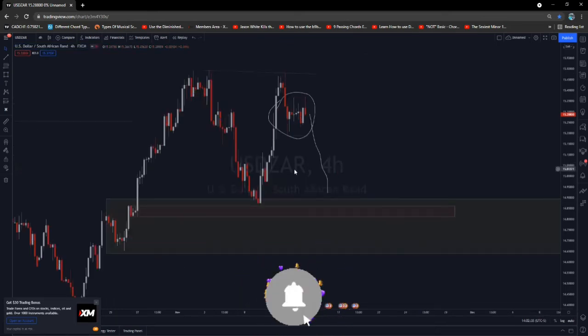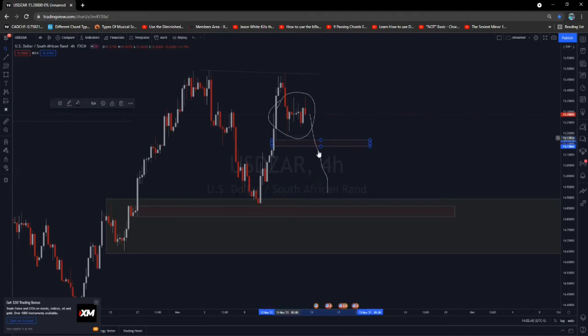Other than that, there's no area for me that has an imbalance. The only imbalance is also here. So what's happening is the market could be, let me remove this, the market could be generating liquidity in a form of this consolidation, take out the orders here, and then move to the upside. But anyways, this is what I see on USDZAR.